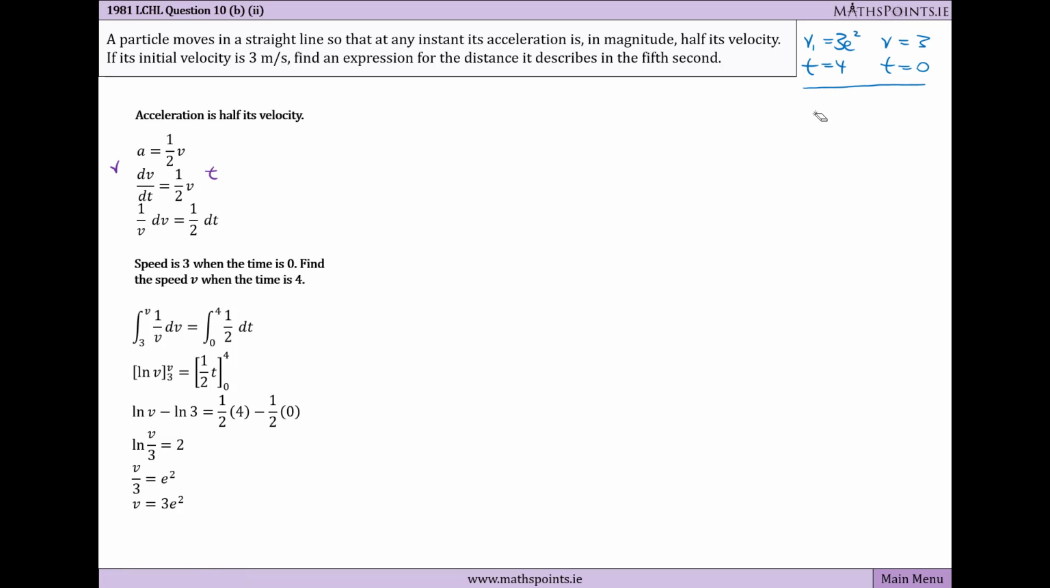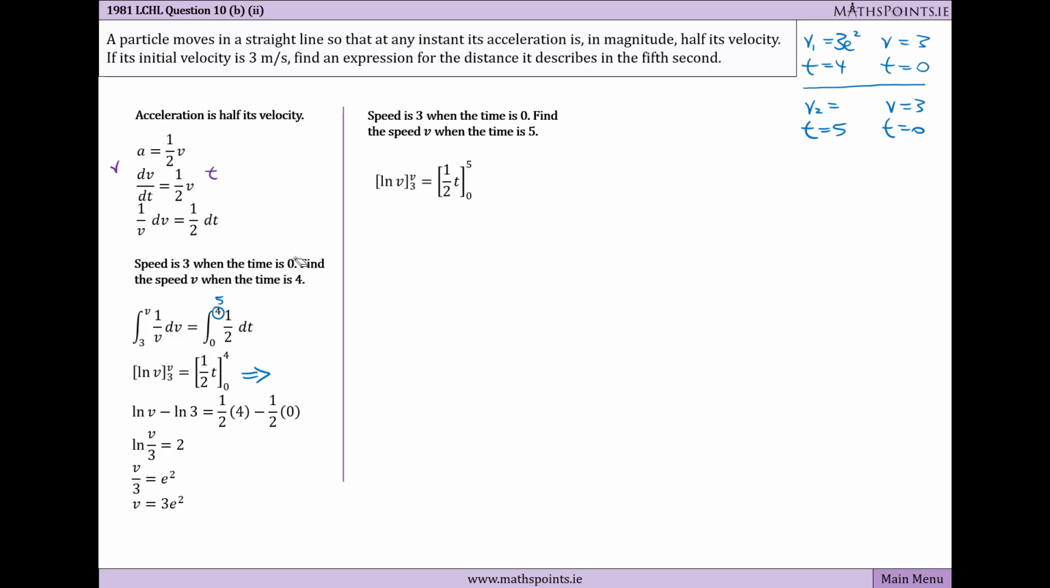I'm also interested in the speed the particle was moving after 5 seconds, so let's call that v2. And again, I know that initially, when the time was 0, the velocity was 3. So it's the same differential equation. All I'm going to do is change the limits, and more specifically I'm only going to change the 4 into a 5, and so I can actually start from this point of the equation rather than going back and reintegrating the sum again.